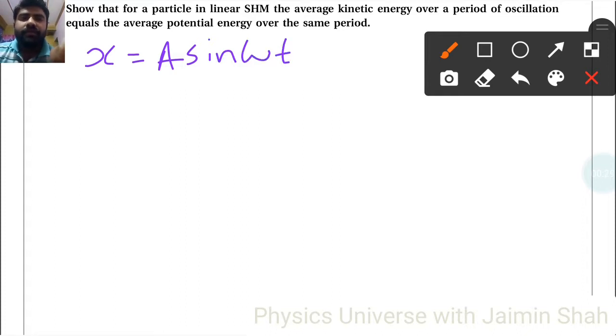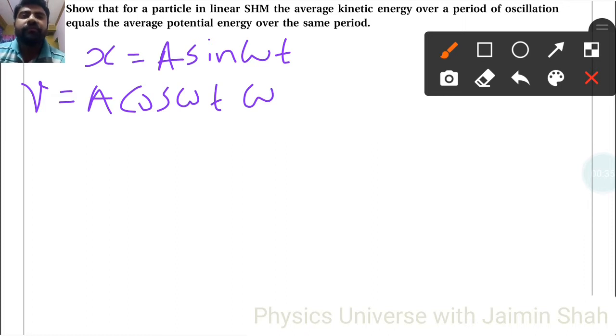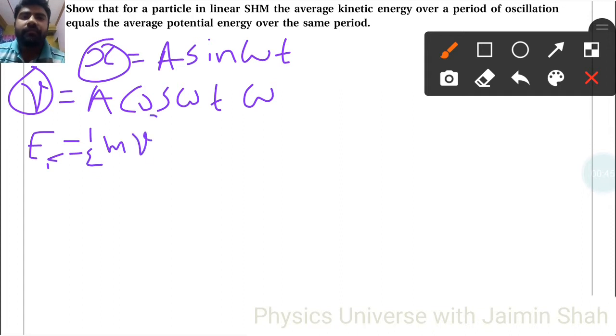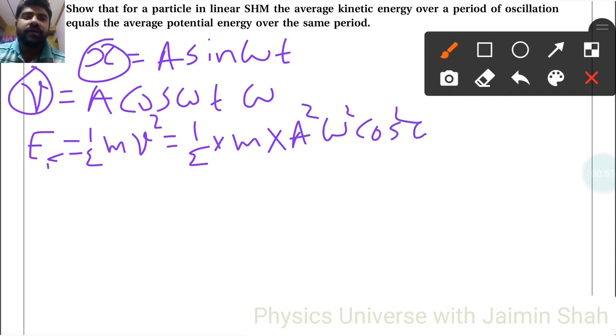Now we know the kinetic energy formula and potential energy formula, but before that, the speed of that same particle. Since x is a sine function, v will be a cos omega t into omega. So differentiation of x gives v, right? Now kinetic energy Ek is equal to half mv square, which is half m a square omega square cos square omega t, and potential energy P is equal to half kx square.